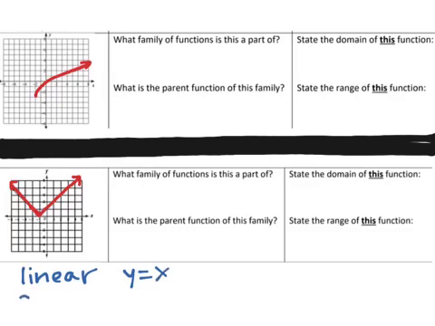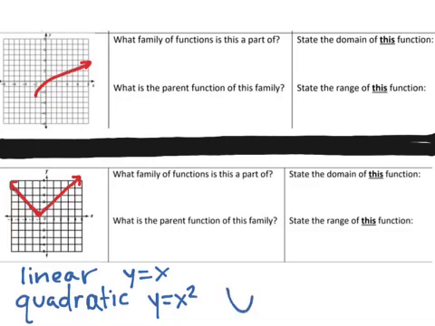We also looked at quadratic functions. So quadratic functions would be, the parent function would be y equals x squared. And we have a couple other kinds of families of functions. Quadratic could either look like a u or an upside down u.